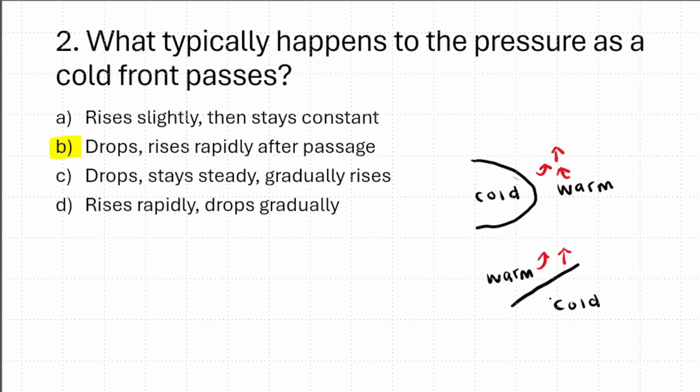It's advancing slower. So although the pressure drops, once that warm front has passed, now all we have is that warm air over the ground. So we don't have as much of that rising action as we did before. Your pressure is going to stay steady and gradually rise, instead of rising rapidly like a cold front.